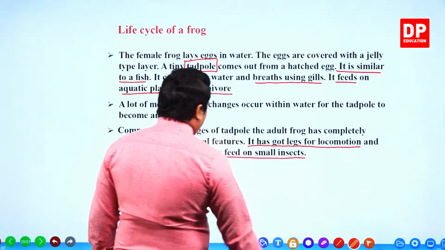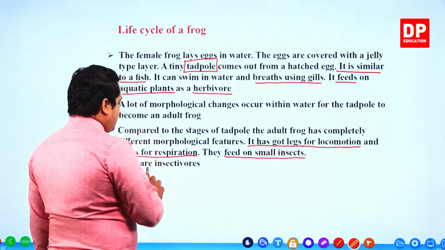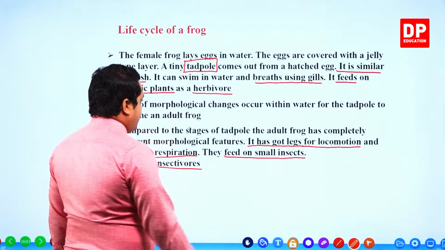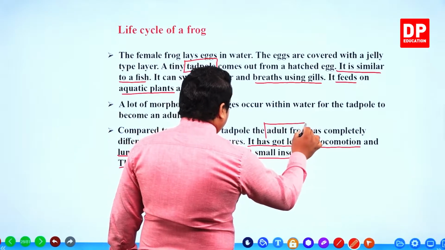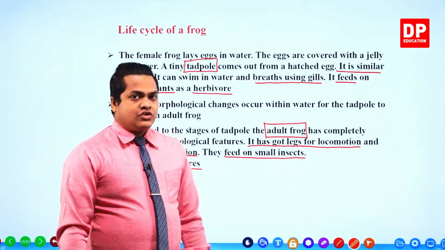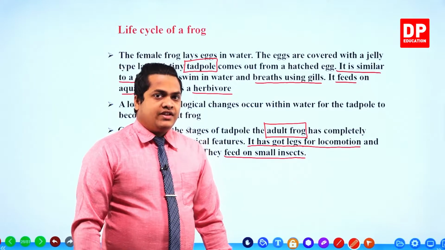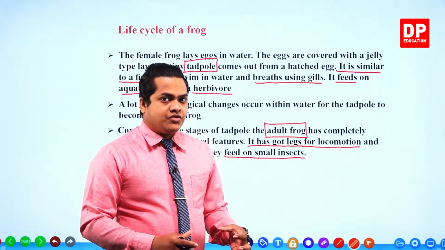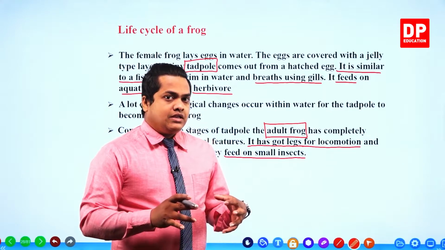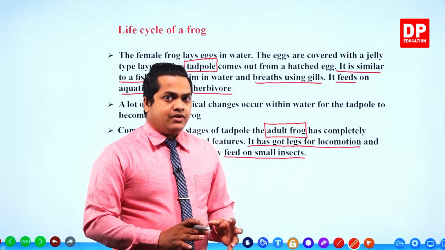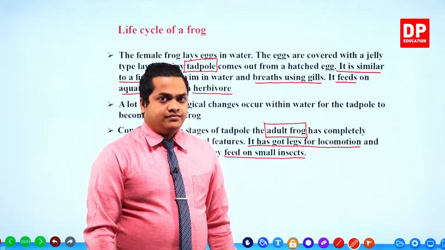Feed on small insects, which means they are insectivorous. This is about, my dear children, the adult frog. As you can see here, when the adult frog is coming out from the tadpole stage, all the features carried by the tadpole are going to change.